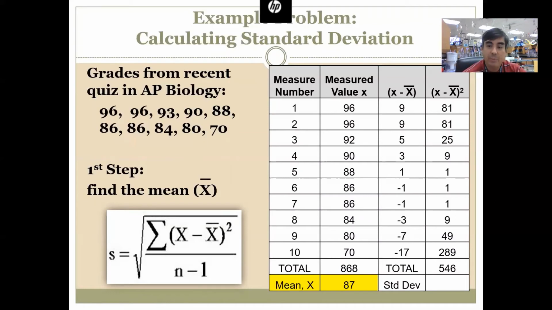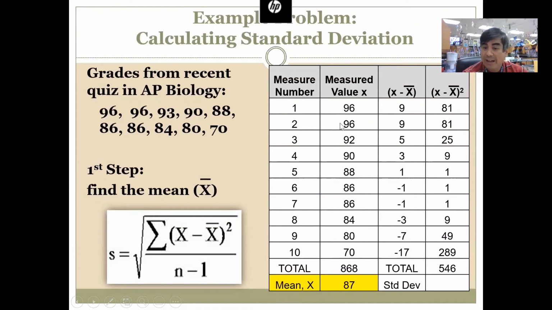So the way I like to do my standard deviations, I like to always set up a table. Now, there's different ways of doing this. You can do it your own way. I'm going to show you how I do it. So first thing I do is I record every single one of my grades. So I have 10 grades, so I just put them on here: 96, 96, 92, 90, 88, 86, and so forth. First thing I want to do, I want to figure out the mean.